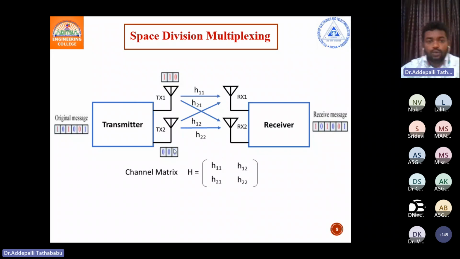So by using space division multiplexing, we can increase the data rate so that the channel capacity will improve. Based on this, you can calculate easily. If you increase the number of antennas, then automatically the data rate and channel capacity will improve. So here the channel capacity depends upon the number of antennas and, at the same time, the multipath environment, because we have to calculate the rank of the channel coefficient matrix. This is space division multiplexing.